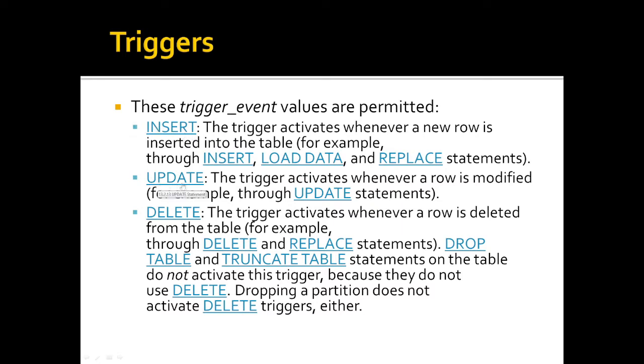Then update: the trigger activates whenever a row is modified, for example, through the update statement. And then delete: the trigger activates whenever a row is deleted from the table, for example, through delete and replace statements. Drop table and truncate table statements on the table do not. So remember, drop and truncate do not activate this trigger because they do not use delete. Dropping a partition does not activate delete triggers either.